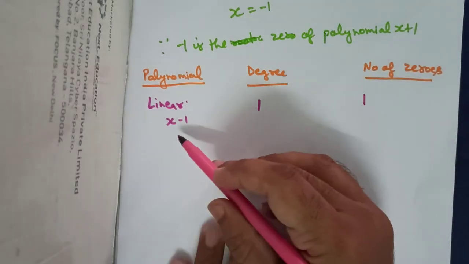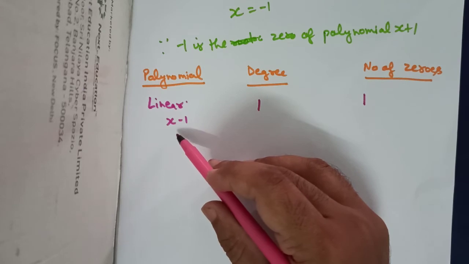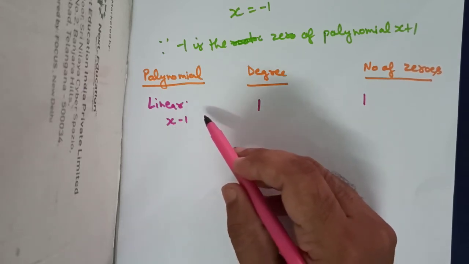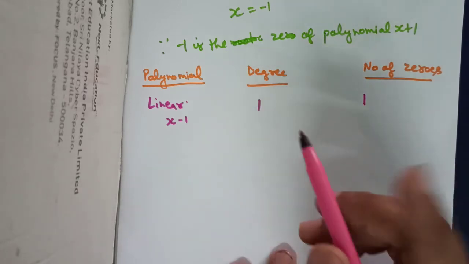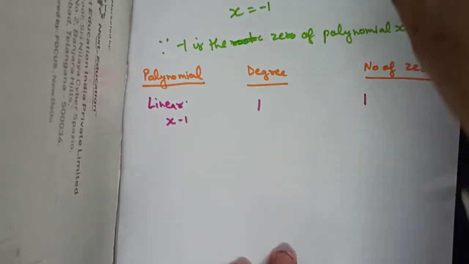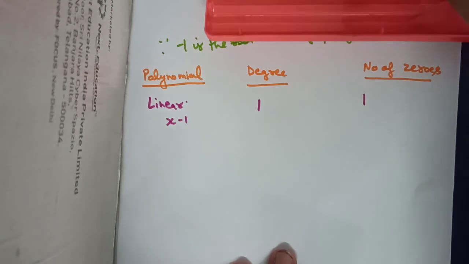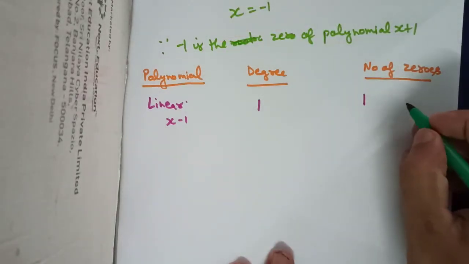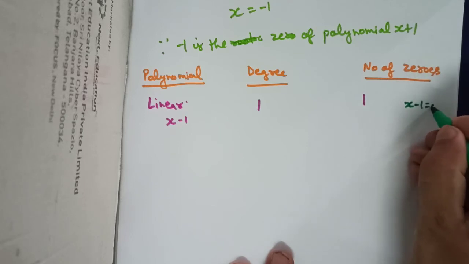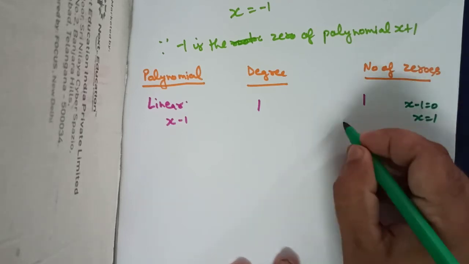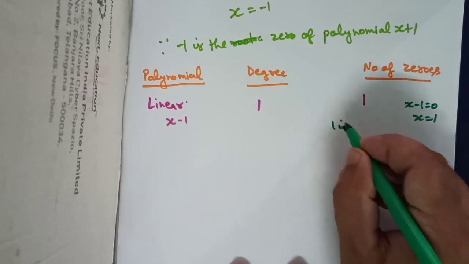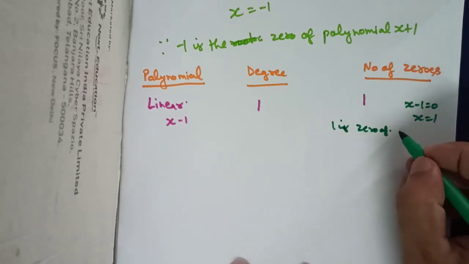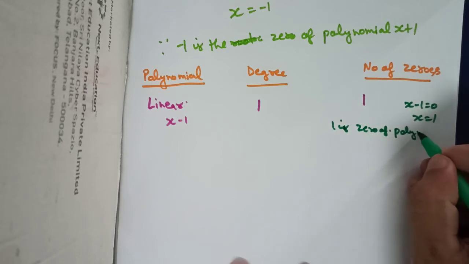If you substitute the value of the variable, x minus 1 equals 0, x will be equal to plus 1. So in this case, what is the value of the zero of the polynomial? Here x minus 1 equals 0, x equals 1. So 1 is the zero of the polynomial. It is the only zero of the polynomial.